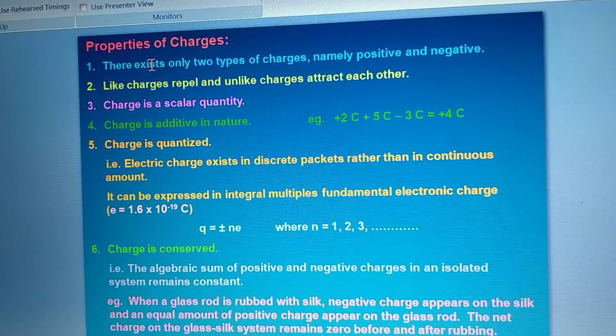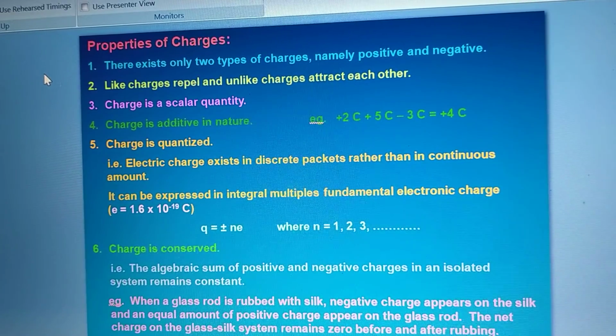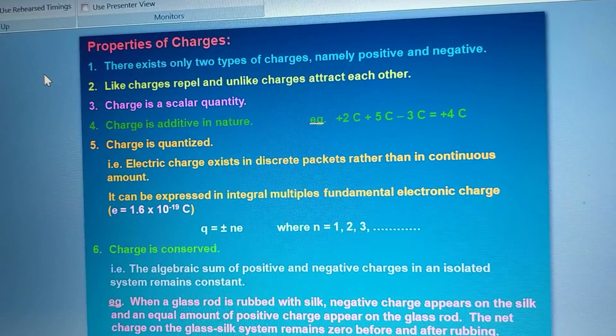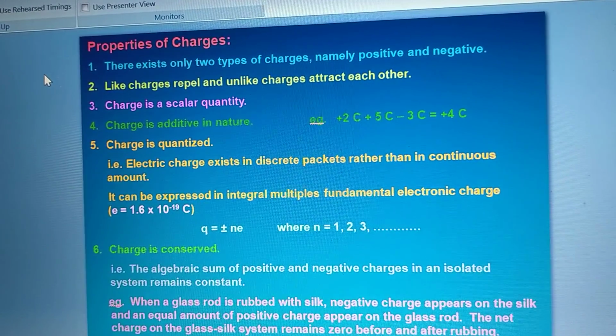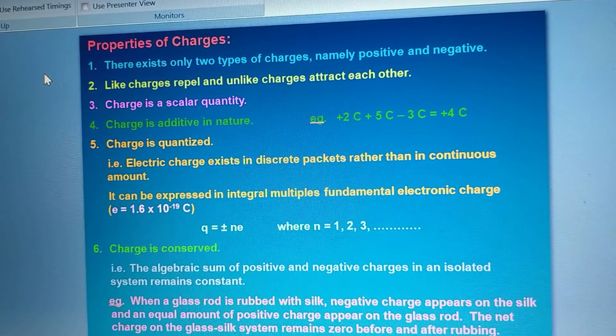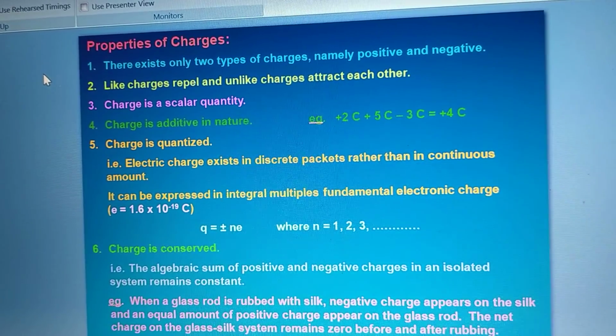Properties of charge. What are the properties? As we have discussed, charges are of two types, positive and negative charge. And the second property is that like charges repel each other and unlike charges attract each other, always. Third one, charge is a scalar quantity.